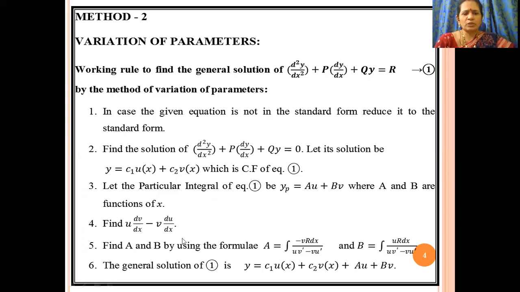Now, coming to the next step of the working rule for variation of parameters, after getting a and b, you have to write the general solution. The general solution is a combination of yc and yp. So yc and yp together, we can write the general solution, that is y is equal to c1 into u of x plus c2 into v of x plus au plus bv. So that is the general solution.